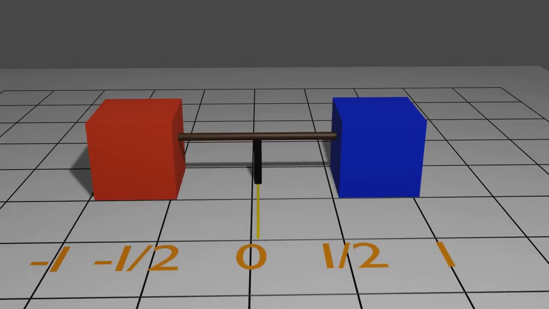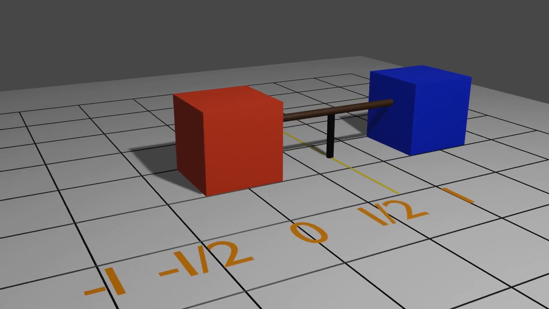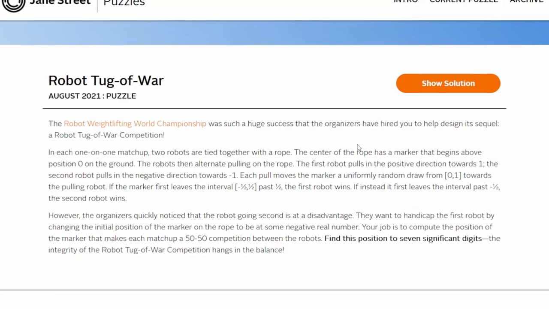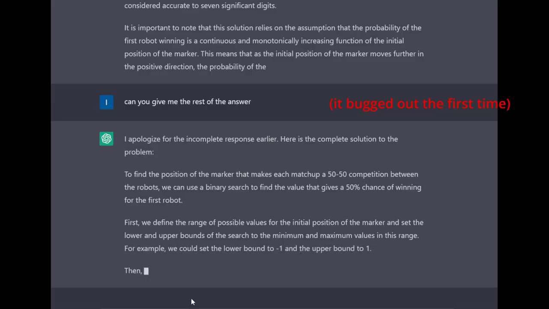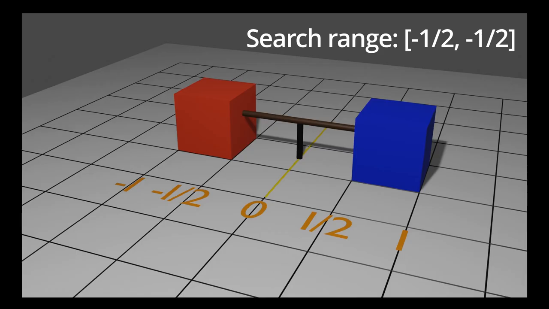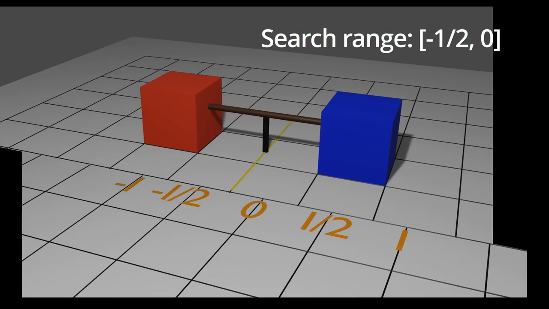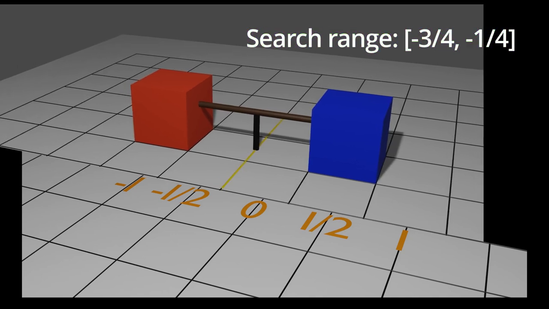Well, going first guarantees you have an over 50% chance of winning, since you have a 50% chance of winning outright on the first move. So our objective is to find the starting position that makes the matchup a 50-50. So first, the bot suggested using simulations and binary search. Essentially, we will simulate the game to see what the win rate for each player is at the midpoint of the search range and cut the search range in half each time, depending on who has a higher chance of winning.